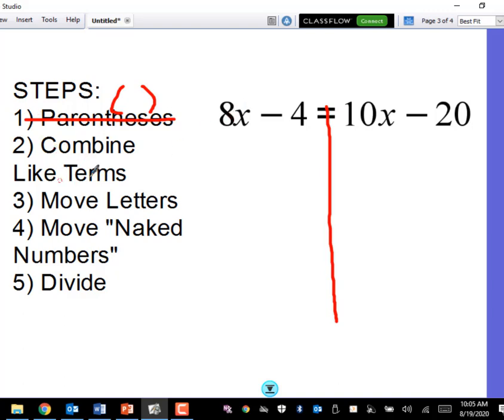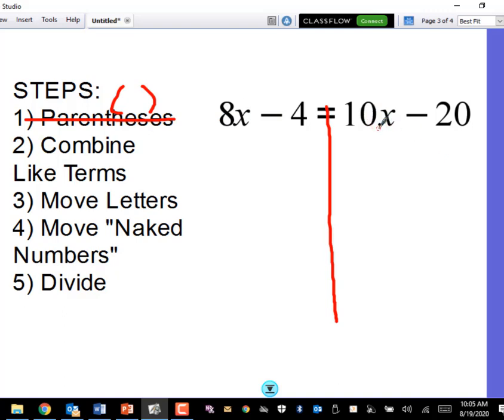Second step, combine like terms. So I'm checking on this left side of the equal sign. Could I do 8 plus negative 4? No, because this has an x and this does not. So we can't add those together. I'm not saying, oh, can I add 8 with 10? Because they're not on the same side of the equal sign right now. So I'm not trying to add them together yet.